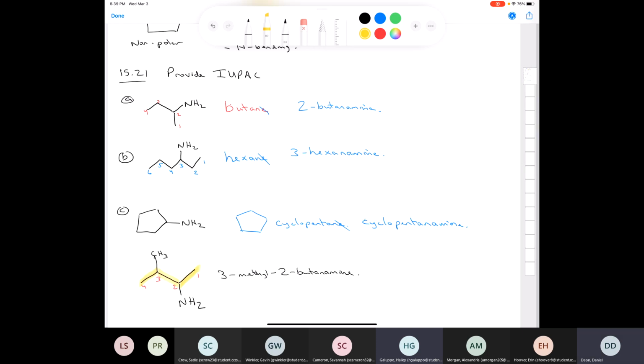I had a question on A in 15.21. So why did you not consider the, I guess, like next to the NH2, there's what looks like a methyl group. Why is it not seen that way in this particular one? Why is this not a methyl group, for example?